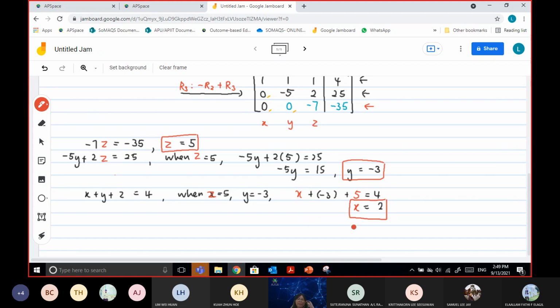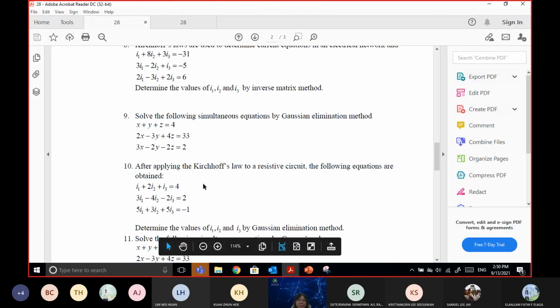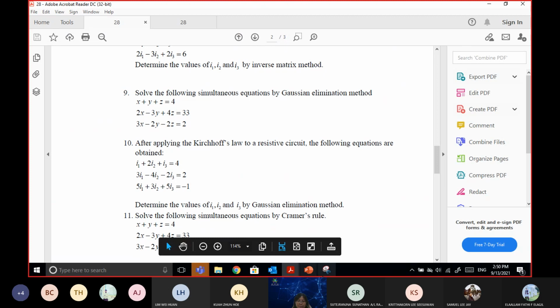Okay, right? I have to say that these questions seem easier because the coefficients given are easier to solve. So is that okay so far? Yes, Miss. Okay, so I think you should be able to check your answers for this type of question. Then I would like to proceed to question 10.